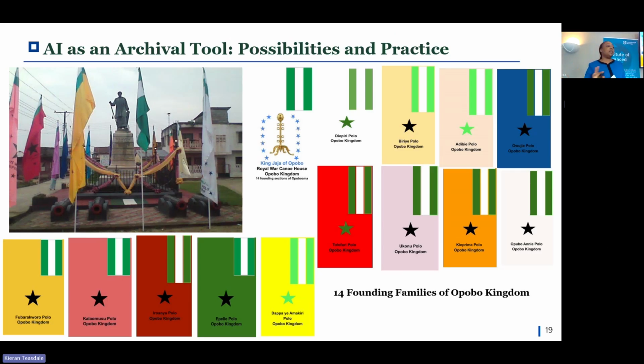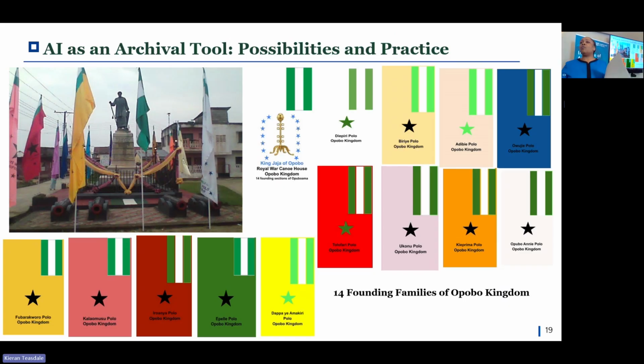These are the flags that many people have not seen before. A lot of people don't know that this flag exists. These flags are for the 14 founding houses. When King Jaja came from Bonny, he came in with some chiefs. Let's call them the Council of Chiefs. He came with them from Bonny, and each one now became a chief of a compound.